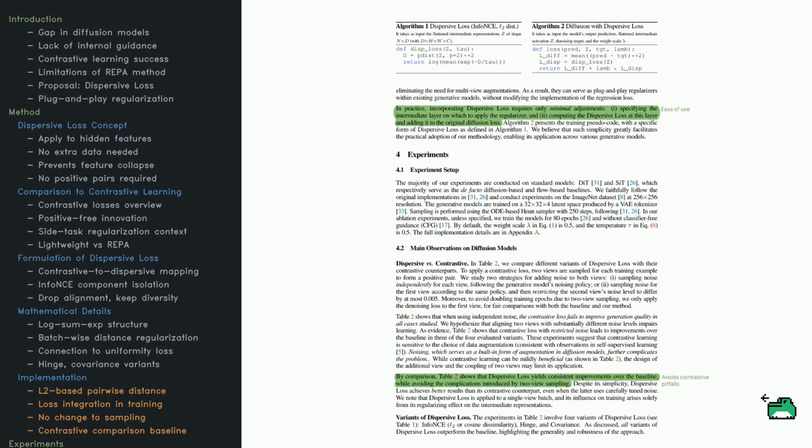Dispersive loss sidesteps all of that. It doesn't care about paired views or data augmentations. You work with a single view and focus on spreading out features. And that's enough to beat the contrastive baselines.